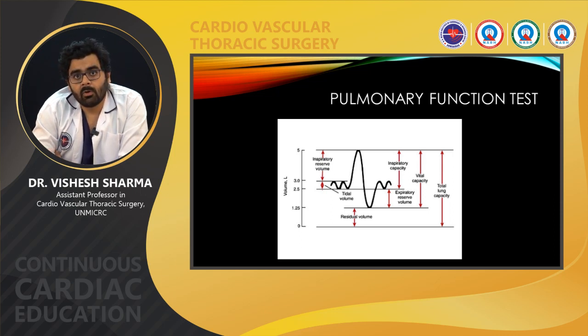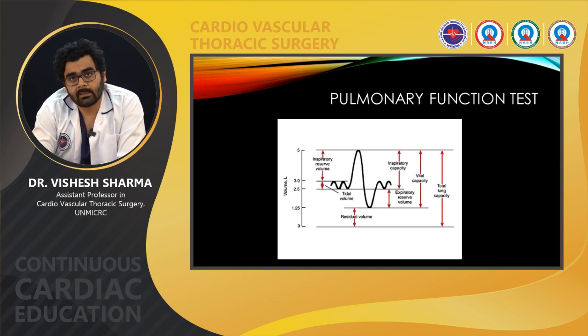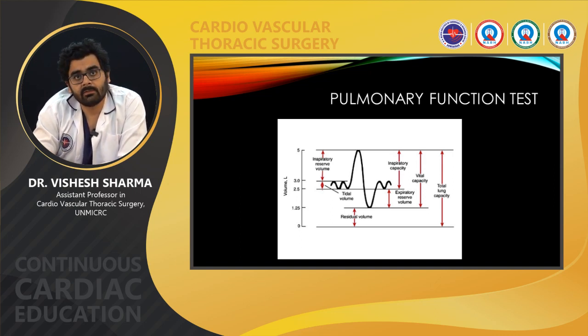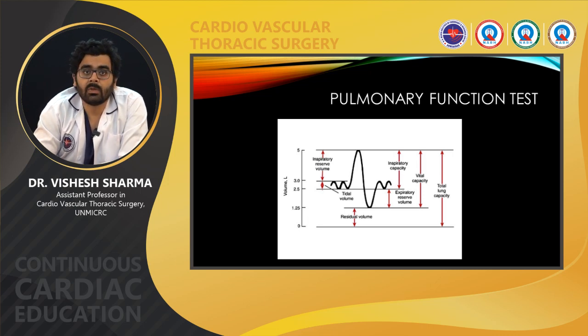The volume that is still remaining in the lung after maximum expiration is known as the residual volume. Based on these four volumes, there are four capacities that have been described. There is the inspiratory capacity, which is inspiratory reserve volume along with tidal volume. There is the functional residual capacity, which is the expiratory reserve volume and the residual volume. There is the vital capacity, which is the tidal volume, the inspiratory reserve volume and the expiratory reserve volume. And then there is the total lung capacity.